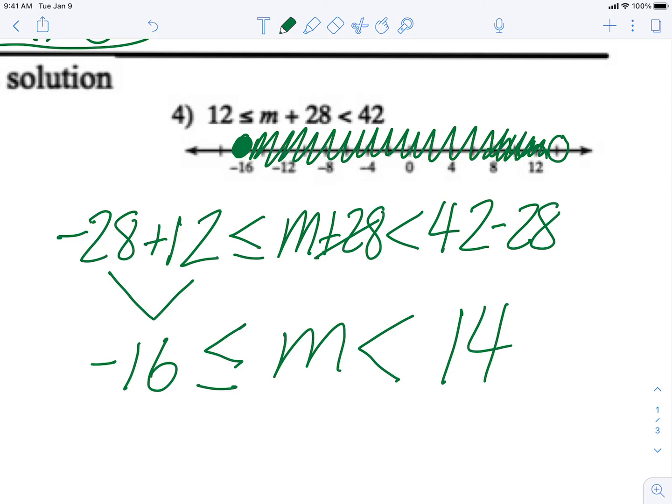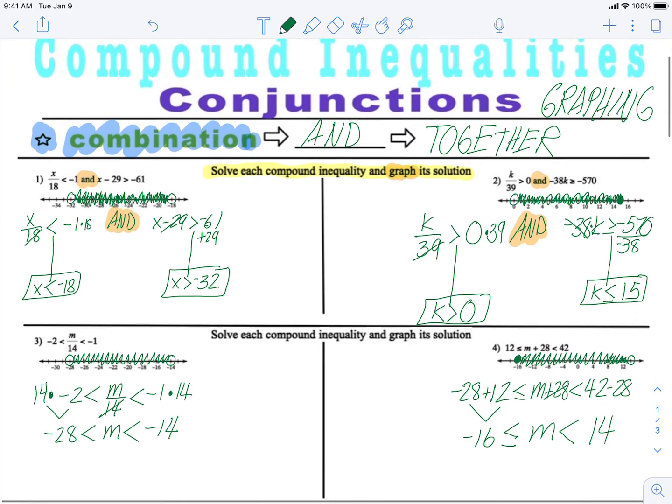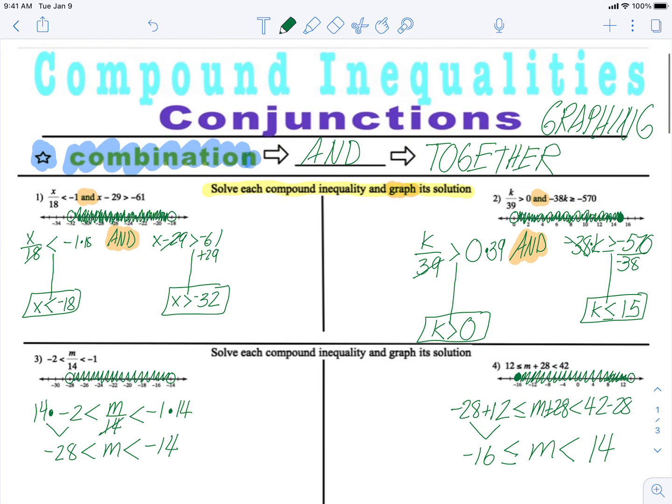Perfect, perfect. Okay, so this right here, kiddos, are my notes for compound inequalities, conjunctions, graphing video lesson. Make sure that you rewind if there's something that you didn't understand, or if there's a question that I asked and you weren't sure, make sure you watch again. Rewatch. Thank you.